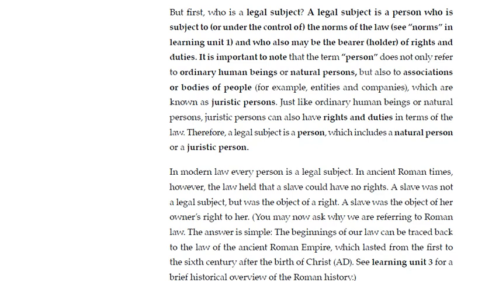A legal subject is a person who is subject to or under the control of the norms of the law and who also may be the bearer, holder of rights and duties. It is important to note that the term person does not refer only to ordinary human beings or natural persons, but also to associations or bodies of people. Okay, we have got our definition of a legal subject. A legal subject is a human being or a person.